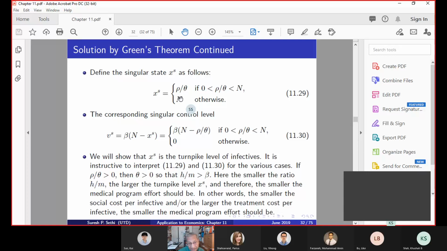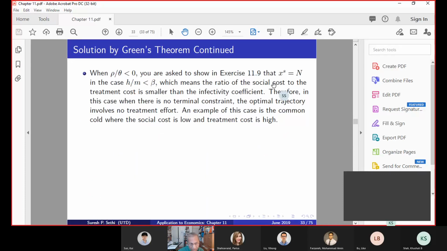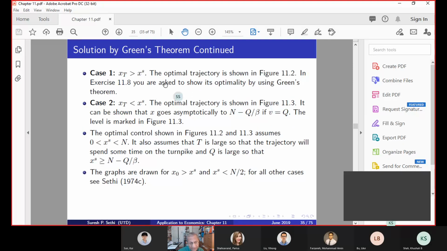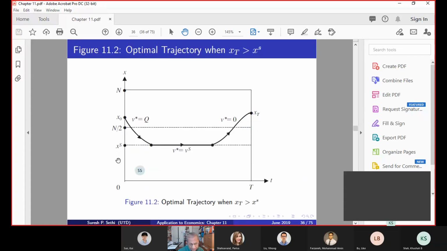And if everybody is infected, then what is going on here? V s is 0. If everybody, N, is infected, the infectivity rate is so high that there is no point, at least in this particular case, no point putting any medical effort. So once we have that, we can find the control which is the most rapid approach path. And there are different cases, just like in chapter 7. And let us look at one of them.